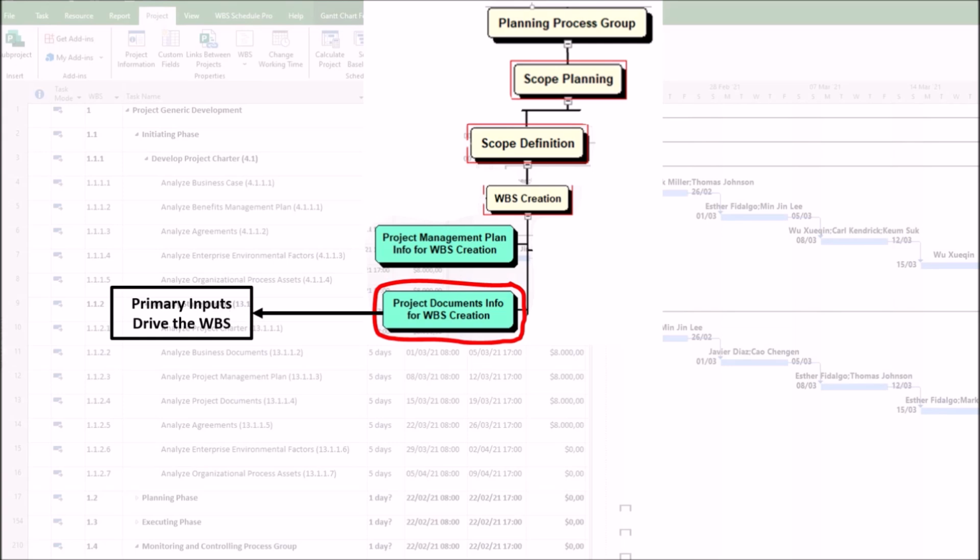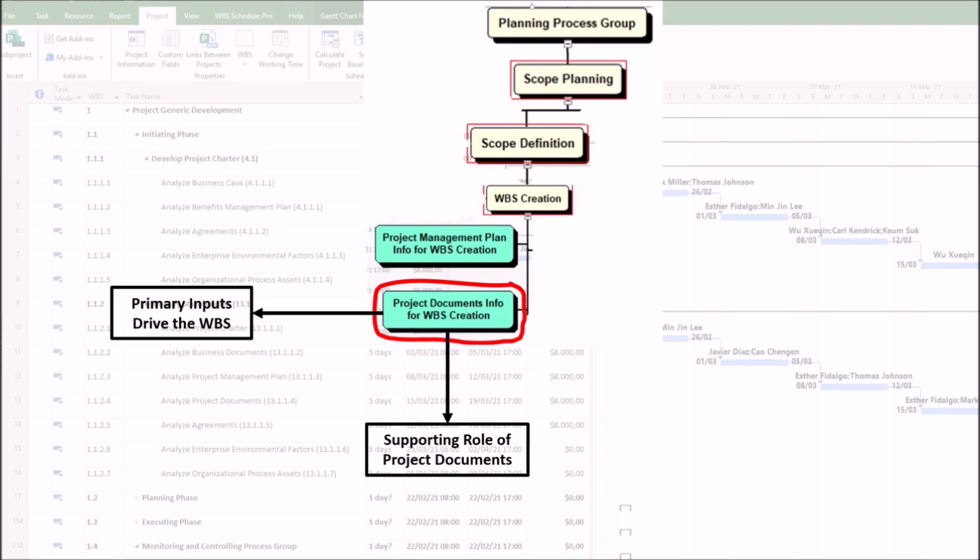1. Primary inputs drive the WBS. The project scope statement and requirements documentation are the most critical inputs because they define what needs to be broken down into deliverables and work packages. The project management plan, especially the scope management plan, provides the methodology for creating the WBS.